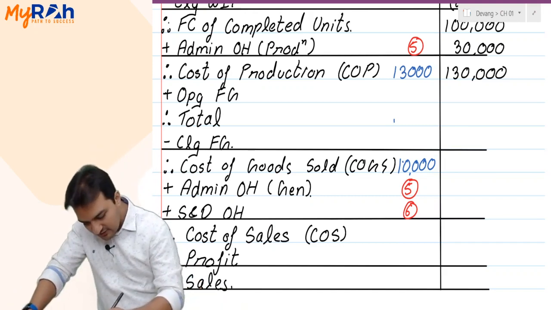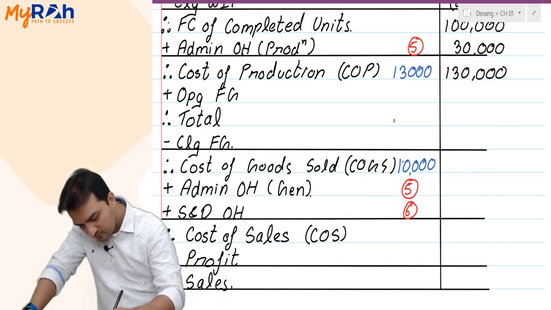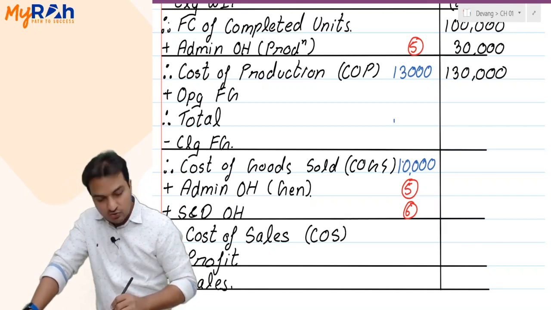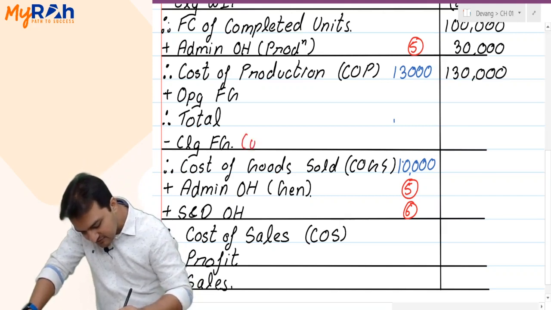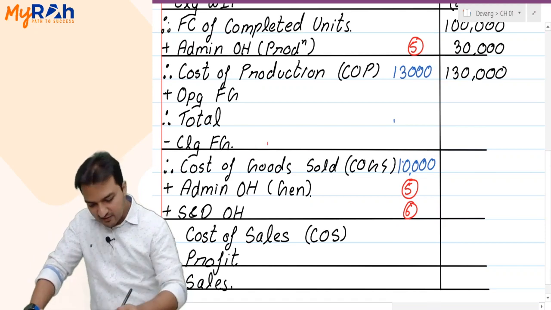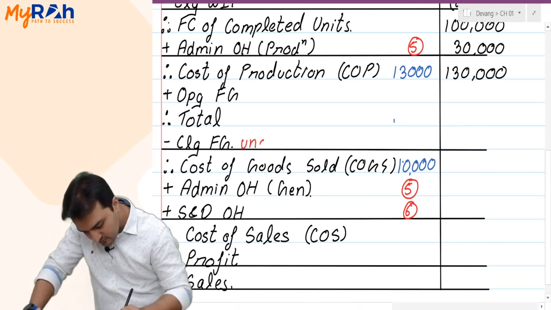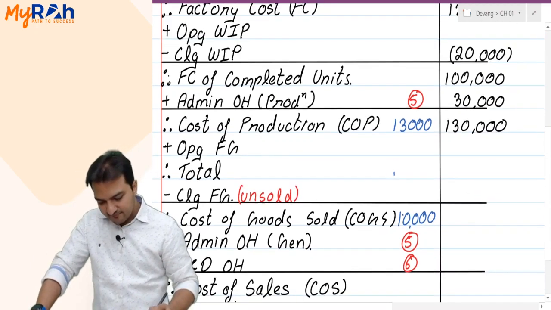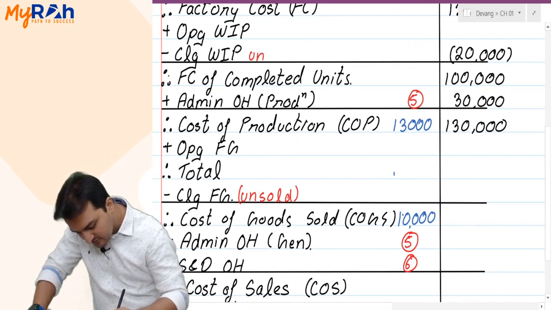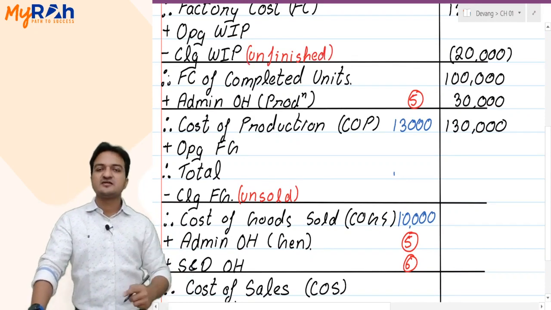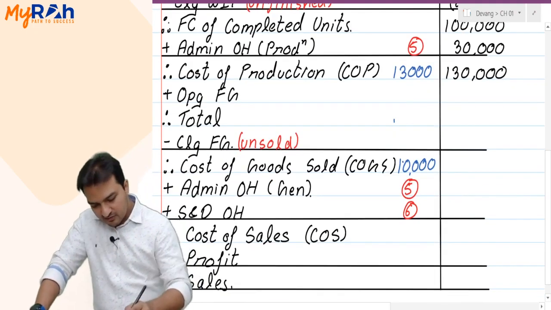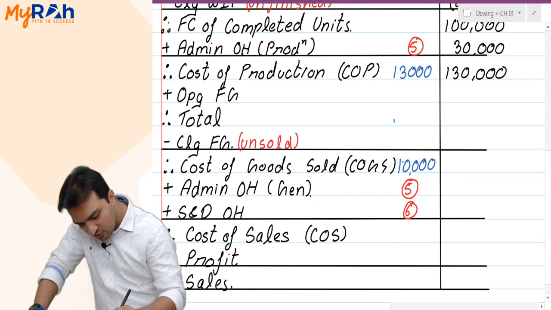This closing finished goods that you see over here basically indicates unsold units. In fact, it is just like closing WIP indicates unfinished units. Similarly, closing FG indicates my unsold units. Now, what I have basically done over here is this, dekho.